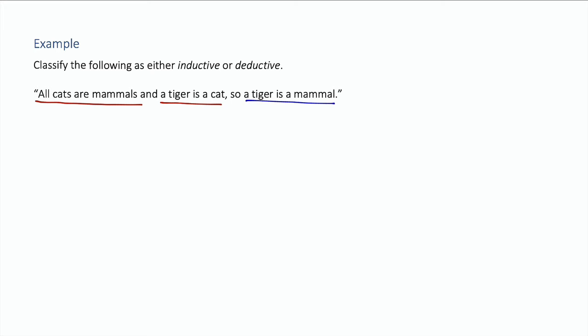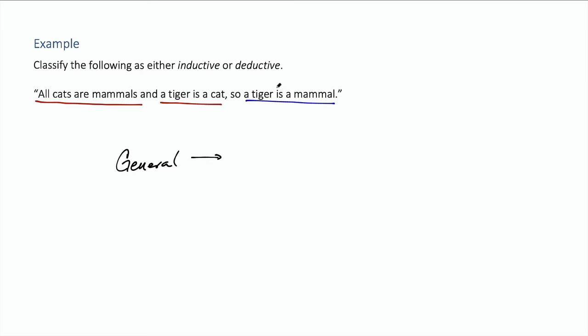So the argument here, we're starting with, well, all cats are mammals. That's a very general statement. We're not just looking at specific examples here. That's a general statement. Okay, starting with a general statement. Okay, and we also have a tiger as a cat. Now this is an example. This might seem like a specific example. However, it's really talking about all tigers. Okay, all tigers are cats.